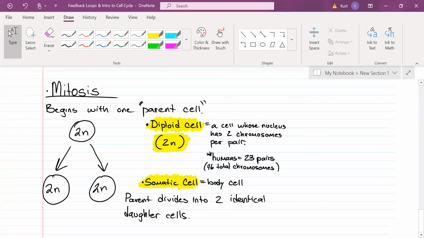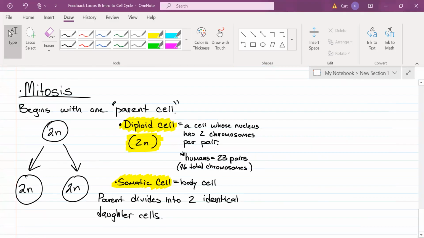When it comes to meiosis, let's go over here. It also begins with the parent cell, and it is also diploid.